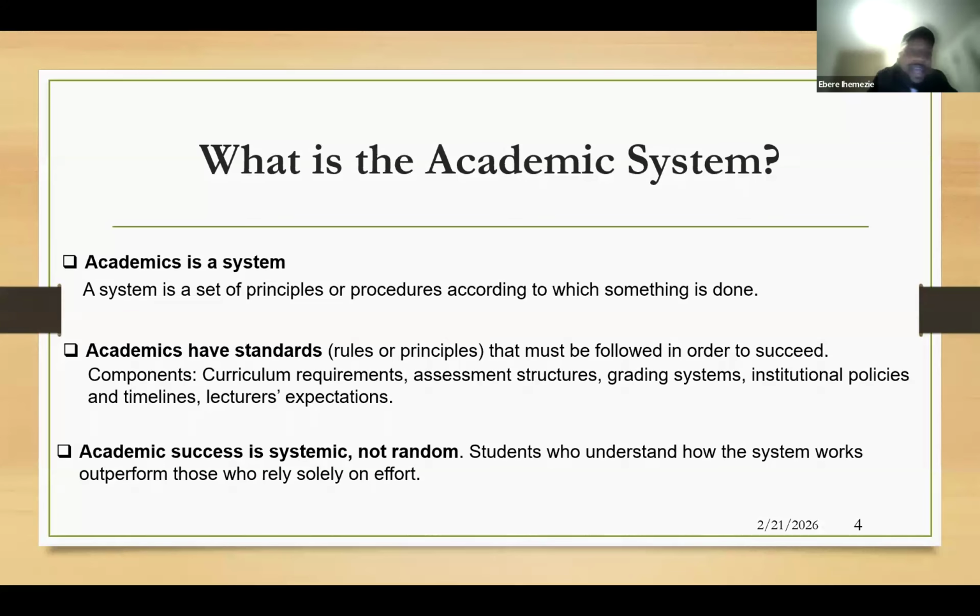Okay, so to start, the topic says understanding the academic system. So what is the academic system? The first thing I always like to say whenever I talk to students about this is for students to understand that academics is a system. A system is a set of principles or procedures according to which things are done. So what this means is that academics as a system has standards. It means it has rules and principles that you must follow in order to succeed.